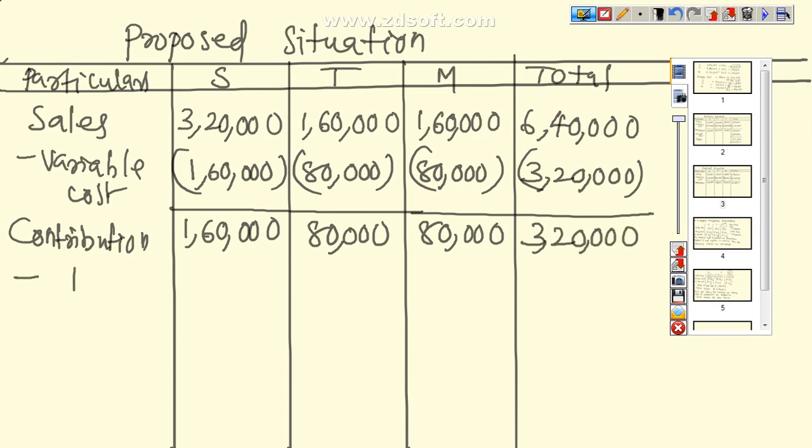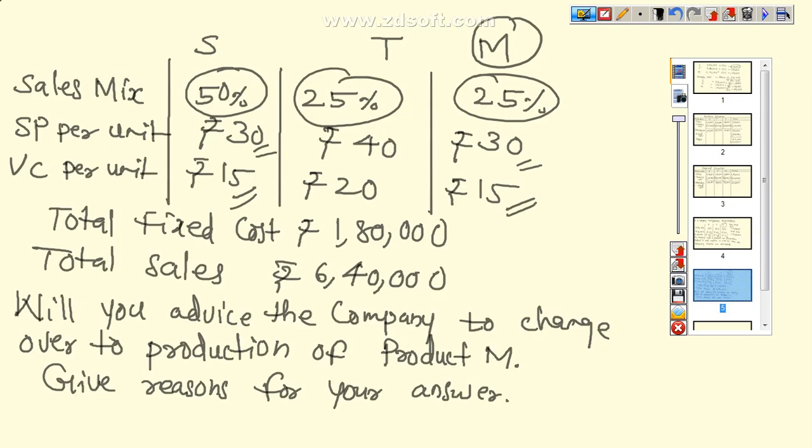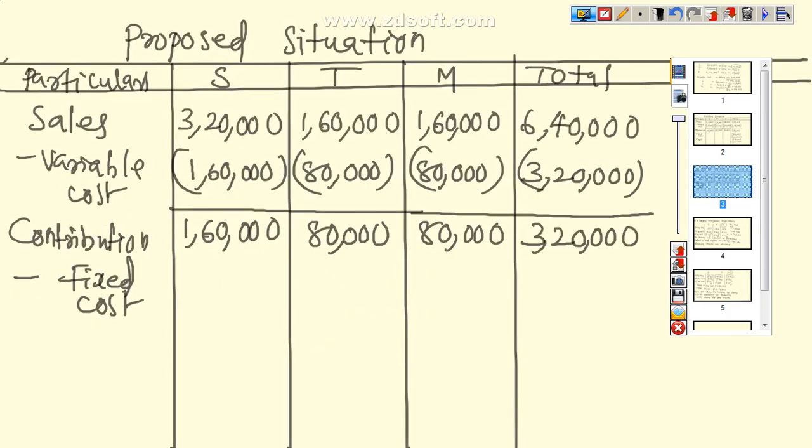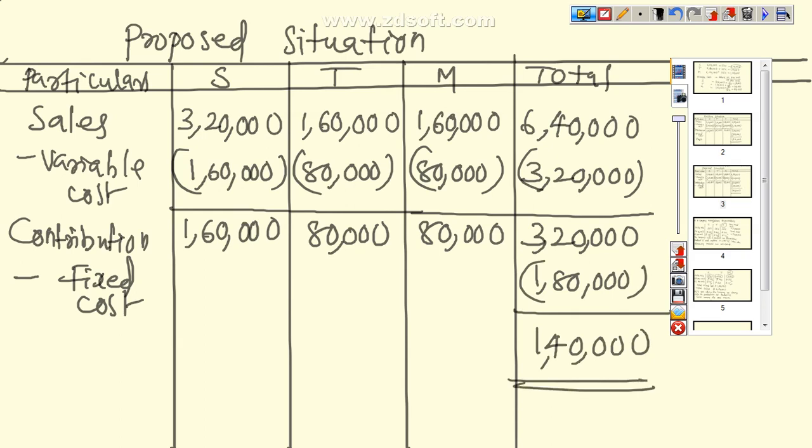We have to deduct fixed cost. Fixed cost for the proposed situation is the same, that is 1,80,000. So we write it there, 1,80,000. So the answer is equal to 1,40,000. The answer is positive, so it is profit.